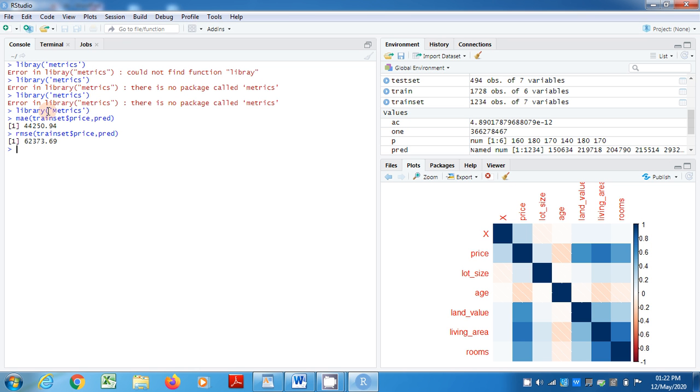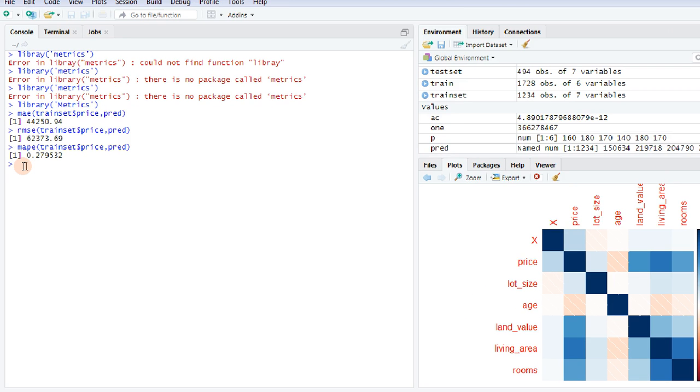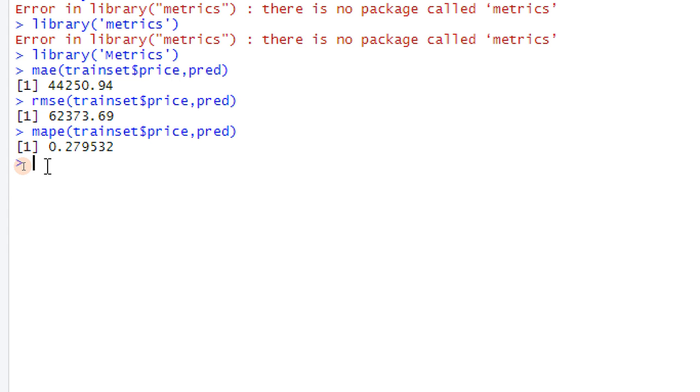MAPE gives the value in percentile. See that this is important for me. The value says 0.27. That means when you are using the LM model to predict the price of the house, it is 27% off. Actually not a good value, so we need to improve that value.